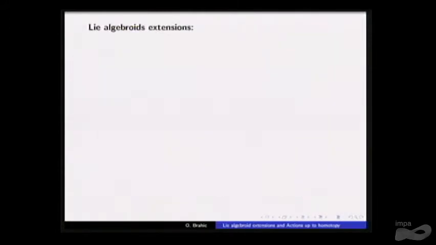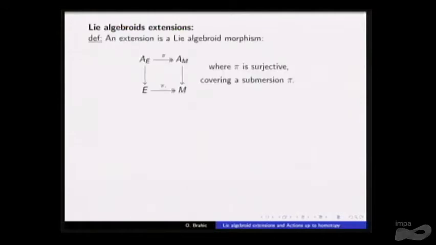Okay, now that's about usual actions or representations. Let me talk about extensions. So what is an extension? The definition is that an extension is just an algebroid morphism from AE to AM. Here I'm not imposing that the algebroids have the same base. So AE is an algebroid over E, and AM is an algebroid over M.